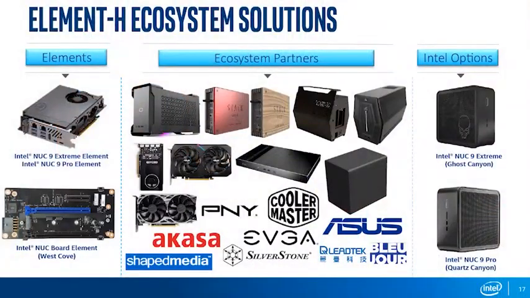But of course, except for that, you can find many different products from other partners. We are working with many partners on the market, and you can find quite a wide ecosystem, for example from Cooler Master, Asus, Silverstone, etc. So this compute module can be installed in different designs than our Ghost Canyon and Quartz Canyon. So you can build many different products based on our compute models.